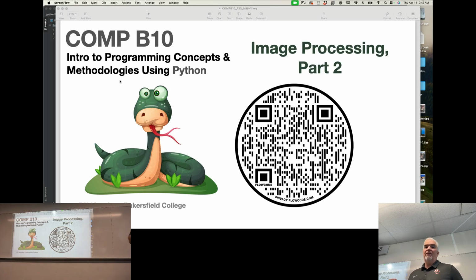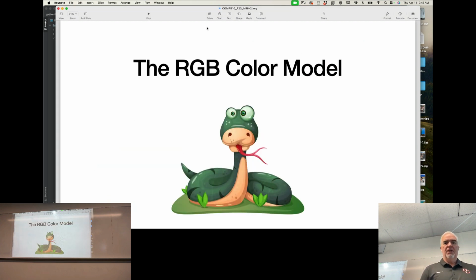There's a lot of things that are very useful that you can do by looking at the different color channels if you understand how they work and if you understand how they fit together. So that said, let's jump into color channels. We're going to go back.